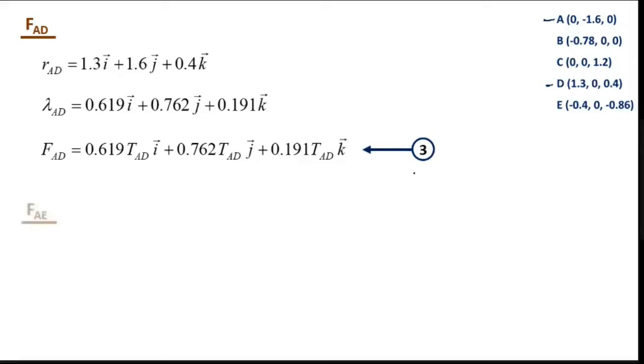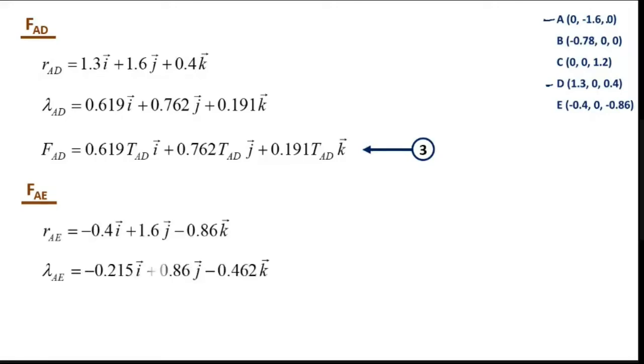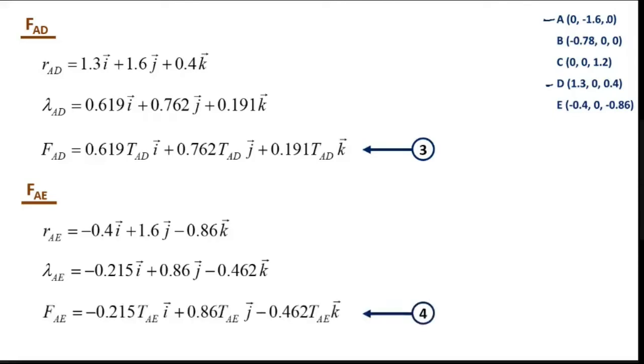Next, the last force, force AE, relating A and E. So minus 0.4 I vector plus 1.6 J vector and minus 0.86 K vector. We'll get something like this. Again, take lambda of this by dividing by the modulus of AE. Then force AE, so we get the fourth force.